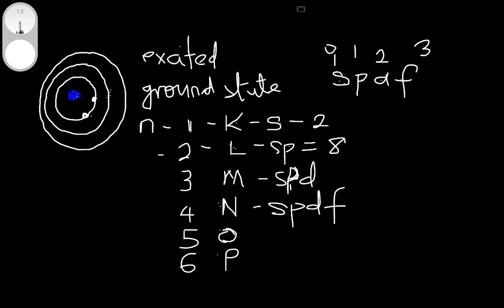So our L shell can carry 8 electrons, while the M shell, which has sub levels S, P, and D: S and P is already 8, and D is 10 electrons. So this can carry a total of 18 electrons. And then the N shell, which has S, P, D, and F, can carry a total of 18 plus 14, which is 32 electrons.